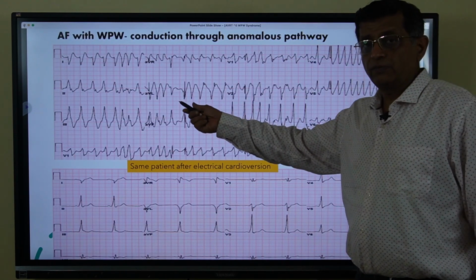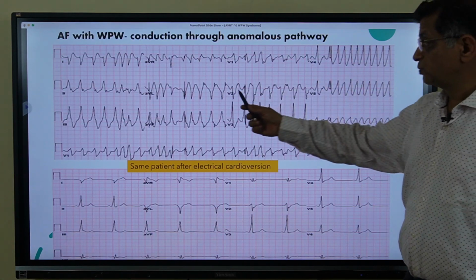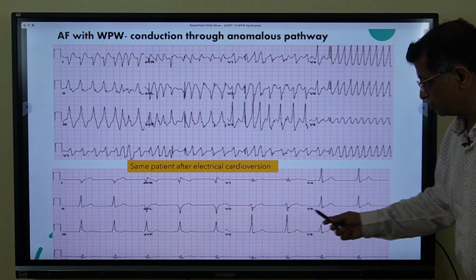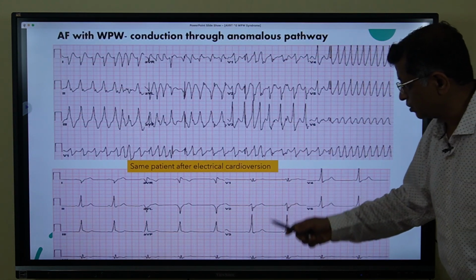Such patients can land up in ventricular fibrillation, deteriorate into ventricular fibrillation. So this patient was given immediate cardioversion, and see the patient has come in a sinus rhythm. You can see P waves here.